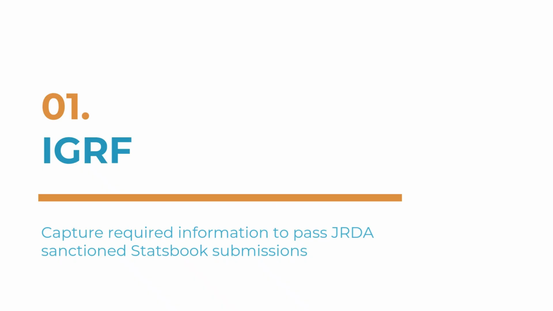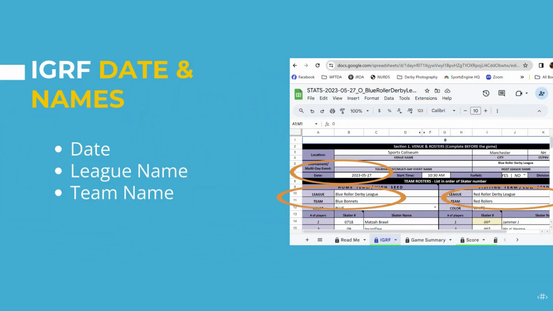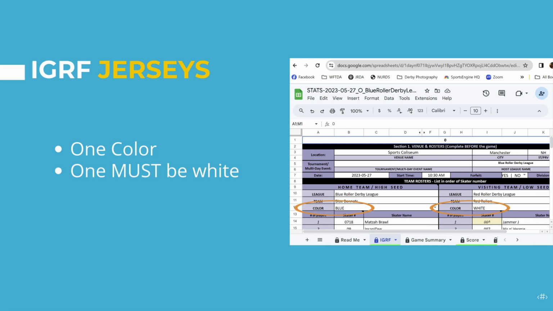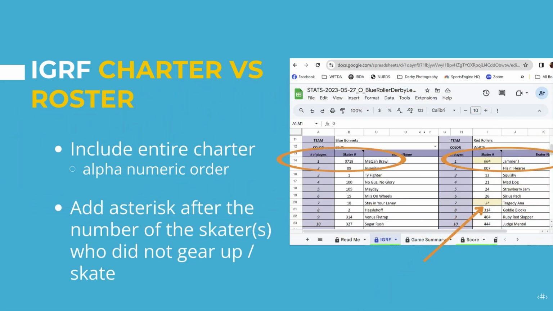The first tab we'll go over is the IGRF. We'll cover what information is required to pass the JRDA sanctioned Statsbook submission process. You want to make sure to include the date, the league name, and the team name. You'll also need to indicate which team skated in which color jersey. One skates in color, the other team must be in white. You will want to include the entire charter, not just the game charter, in alphanumeric order. You will then add an asterisk after the number of the skater or skaters who did not gear up or skate in your event.